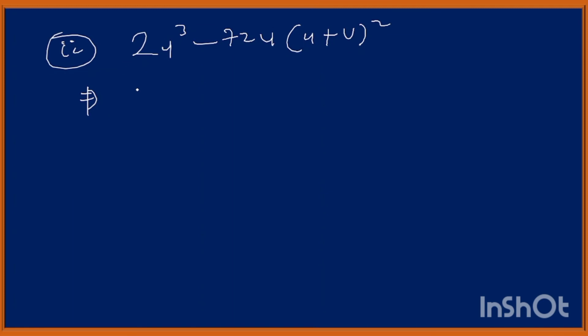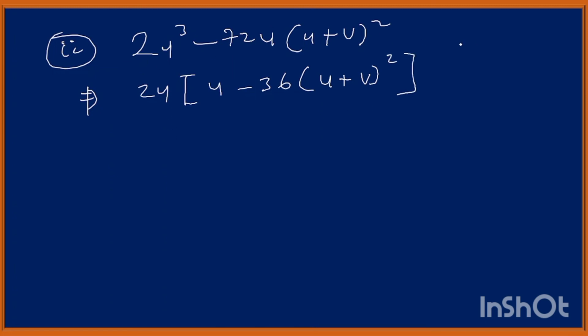This is very simple. First of all, I'm going to factor out the value there, that is 2u. I'm going to factor out 2u. So if I do that, I'm going to have 2u into u squared minus 36 into u plus v all squared, bracket close.